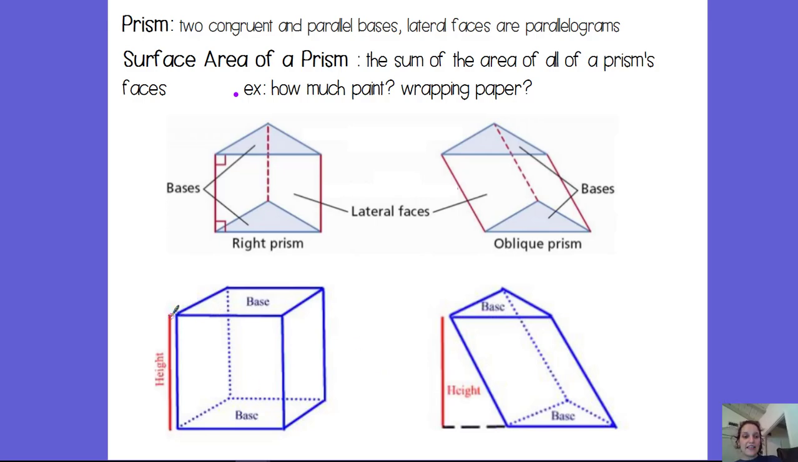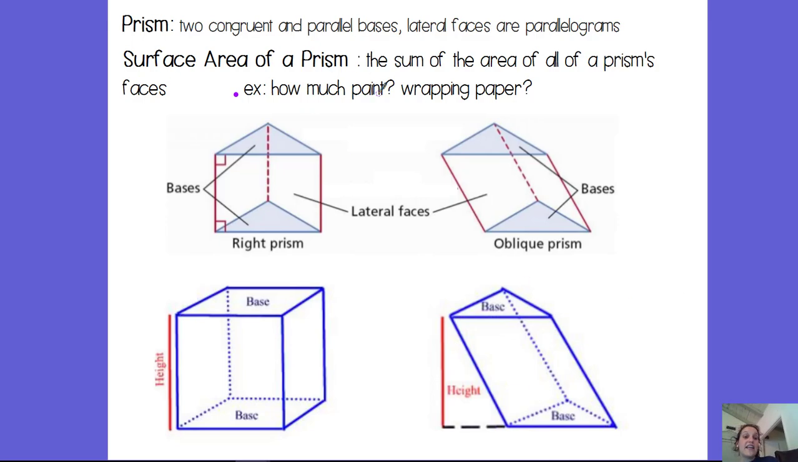Okay, then your height is what's connecting your two bases. And your height is always going to have to be perpendicular to the two bases. So if it's a right prism, your height is just the edge of the prism, because it's going to make a right angle with both of the bases. So this would be the height in this prism. But if you have an oblique prism and it's slanted like that, your height is actually going to be outside the prism, so this would be the height. The height connects the two bases and makes a right angle with the two bases.